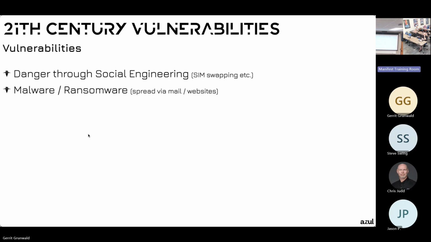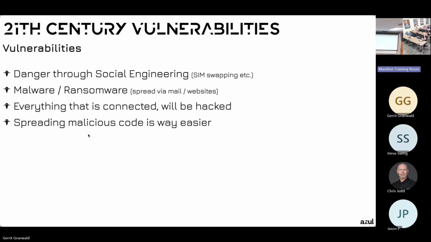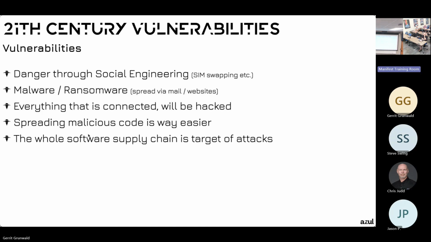So that's quite dangerous. So we have malware and ransomware everywhere. It spreads via emails, websites, or even short messages on your phone. Right? So you get a message, and oh, something's wrong with this one. Just click the link, and bam, you're somehow infected. Everything that is connected will be hacked. That's more or less a law these days. And spreading malicious code is way easier than it was ever before. So the whole software supply chain is a target of attacks.